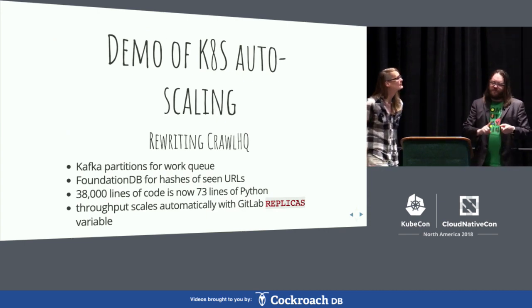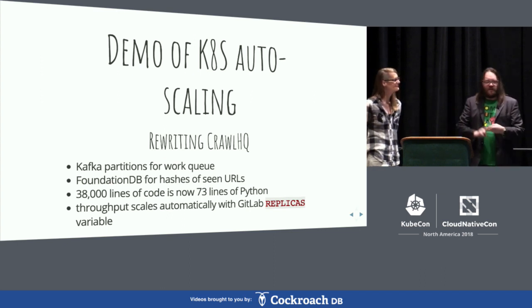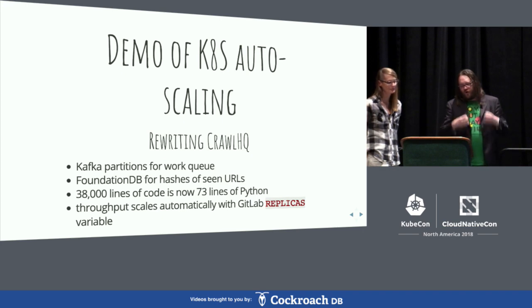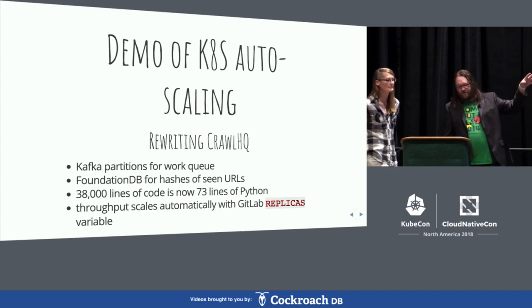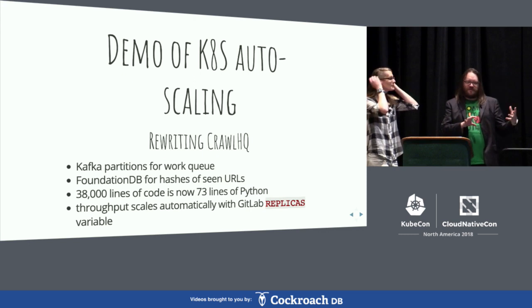It's real easy to replace 38,000 lines of in-house code with a bunch of other people's code, but Kafka and FoundationDB really fit the bill for the volume of work that we were working with. So the discovered URLs just go into a Kafka topic. Then there's a little worker that has to say, well, have we seen this yet?